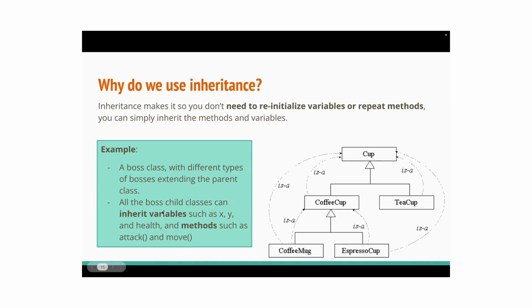But each of the bosses can, for example, have a method called specialMove, where they do something unique to that specific child class that isn't inherited by all of the other bosses. So that's a great way to save a lot of time while inheriting all of the variables and methods that all of the different bosses have.